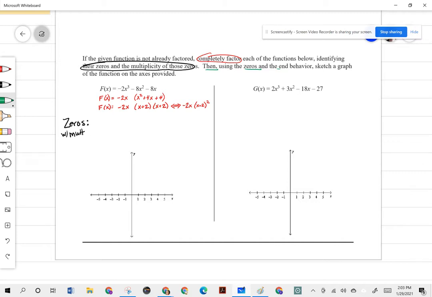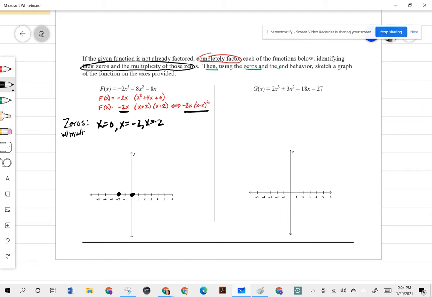We're going to identify those zeros. So if we take a look at this, this is my first 0. If it makes sense, you set each factor equal to 0 and solve. So I get x is equal to 0. I get x is equal to -2, and I also get x is equal to -2. You can see that there's a -2 with multiplicity 2. So what I'm going to do is mark those zeros up.